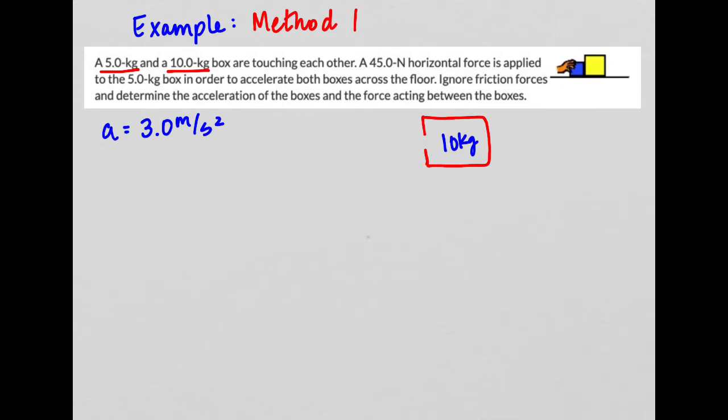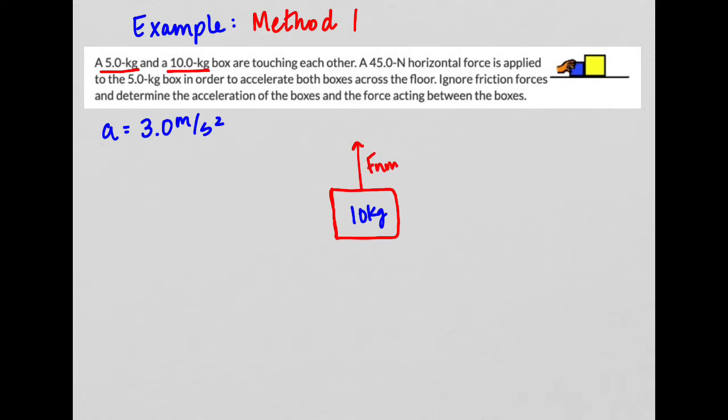We're going to use it to draw our free body diagram and to determine the force acting between these two boxes. So let's move this down here. All right, so let's think about the forces acting on this. We have the normal force, we have a force of gravity, and we have a contact force.